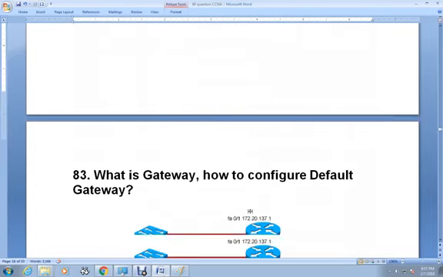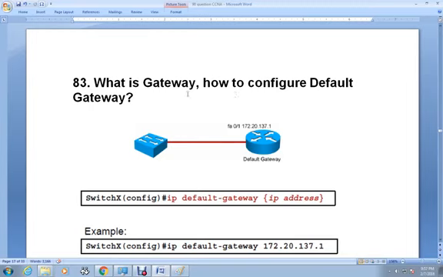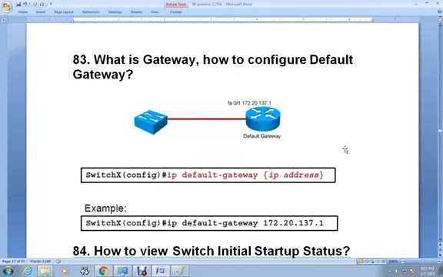One question they will definitely ask, what is a gateway? How to configure a default gateway? A gateway is nothing but an entry point to a network basically, and it is configured on the router, or you can say the firewall also. Then only we can enter a particular network.